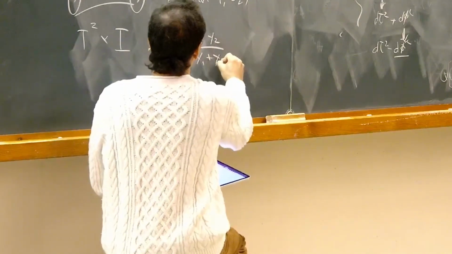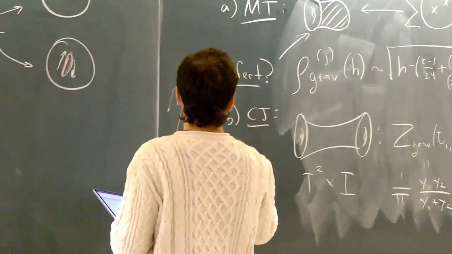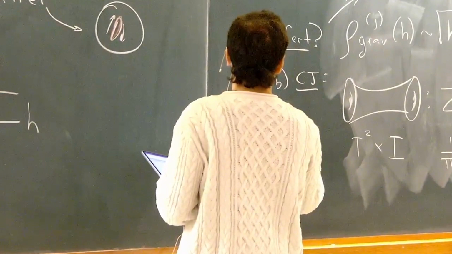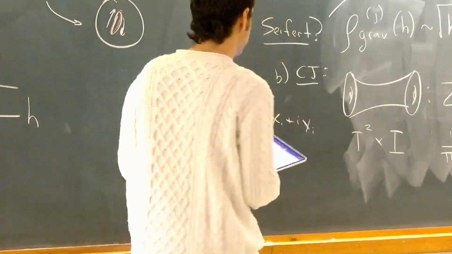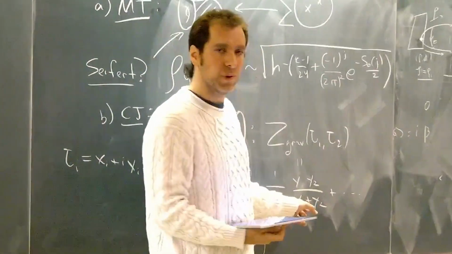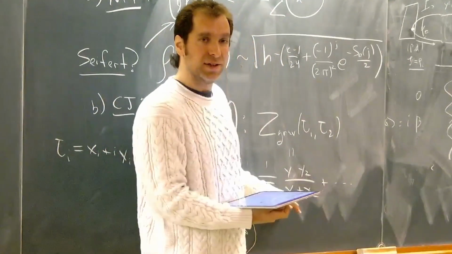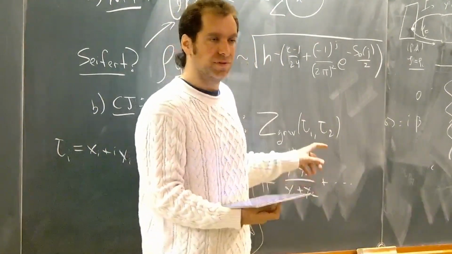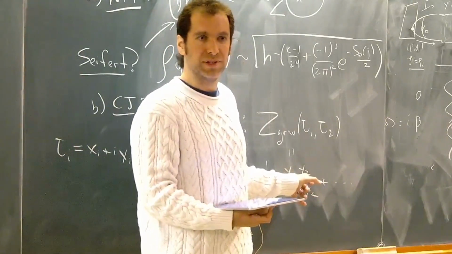This takes the following form. So if tau is xi plus i y, so y is Im tau on each boundary, the answer takes the form y1 y2 over y1 plus y2, plus a bunch of stuff. And this thing here is the ZZ correlator, the two-point function in random matrix theory, and double-scaled random matrix theory.